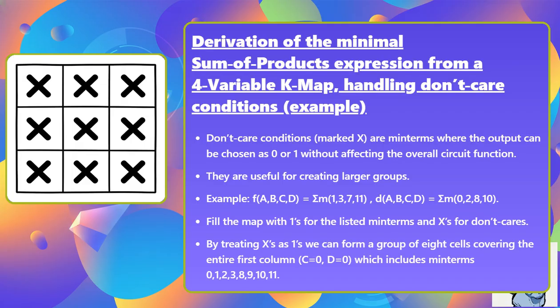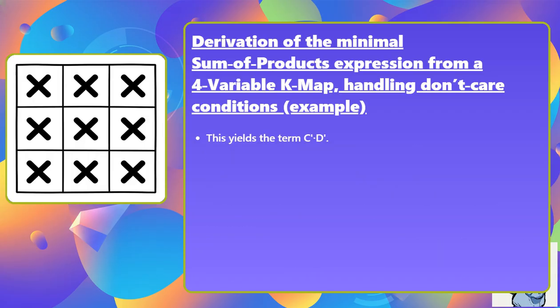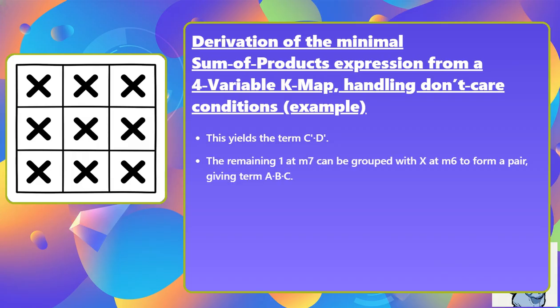By treating x's as ones, we can form a group of 8 cells covering the entire first column, c equals 0, d equals 0, which includes minterms 0, 1, 2, 3, 8, 9, 10, 11. This yields the term c prime d prime. The remaining one at M7 can be grouped with x at M6 to form a pair, giving term a b c. The minimal SOP becomes f equals c prime d prime plus a b c.